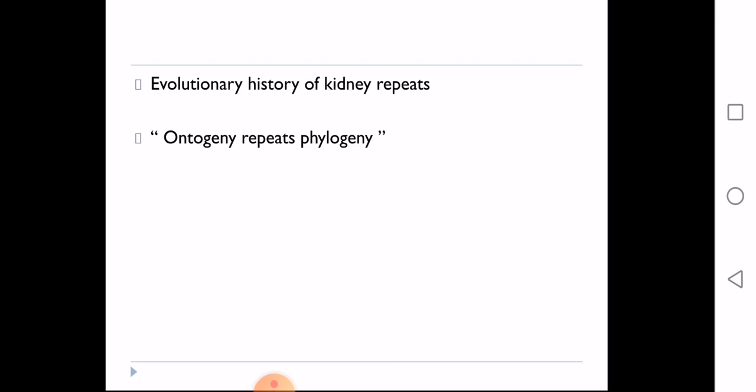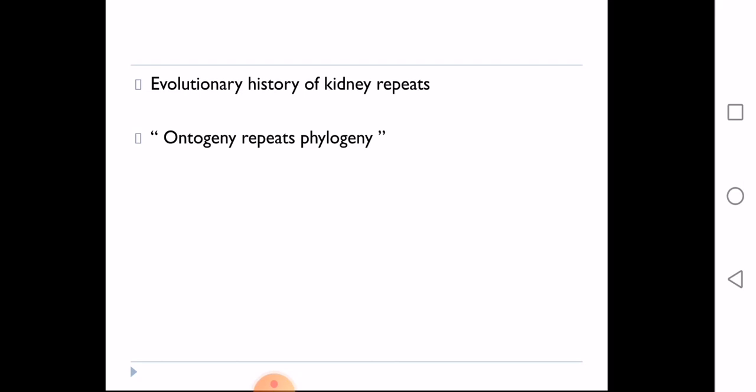So this is following, I hope you have all heard of this term: ontogeny recapitulates or repeats phylogeny. So the evolutionary history of kidney repeats. You must have heard of it before. So what does this theory state? It states that the development of an organism, that is its ontogeny, expresses evolutionary history and all the intermediate forms of its ancestors, meaning its phylogeny.